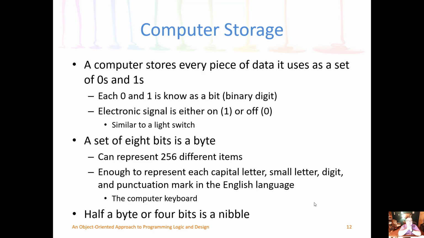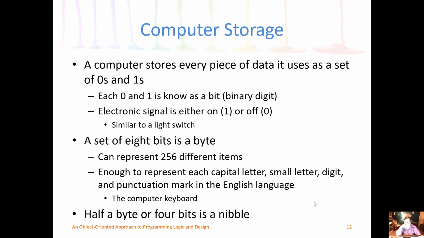A set of 8 bits is a byte. And as we saw there, when we had 8 bits set to 1, it was equal to 255 in decimal. So it says, can we represent 256 different items? Yeah, 0 to 255, 0 being an item. So that's 256 different items. And that's enough to store each capital letter, small letter, digit, and punctuation mark in the English language, or what's on your computer keyboard. We can use a byte to store any of the symbols on your computer keyboard.